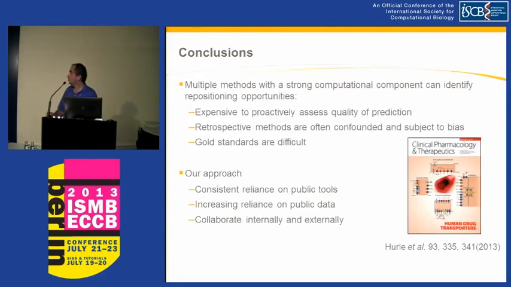So I just want to conclude by saying that there are multiple methods that you can use with a strong computational component. And some methods are very simple. The genetics pipeline that I described is extremely simple. What was very time expensive was the manual curation, in fact. There are a lot of issues when you want to validate your findings. So that takes time. It's very difficult to identify what the gold standards are in these types of approaches.